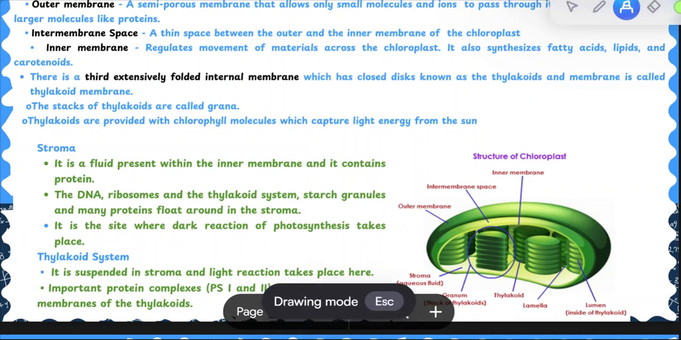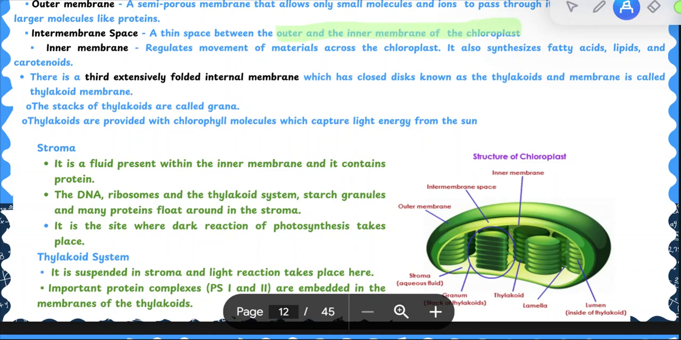Then you have an intermembrane space, which is the thin space between the outer and inner membrane of the chloroplast. And the inner membrane is basically the membrane which regulates movements of materials across the chloroplast. So it also helps in synthesizing fatty acids, lipids, and carotenoids.